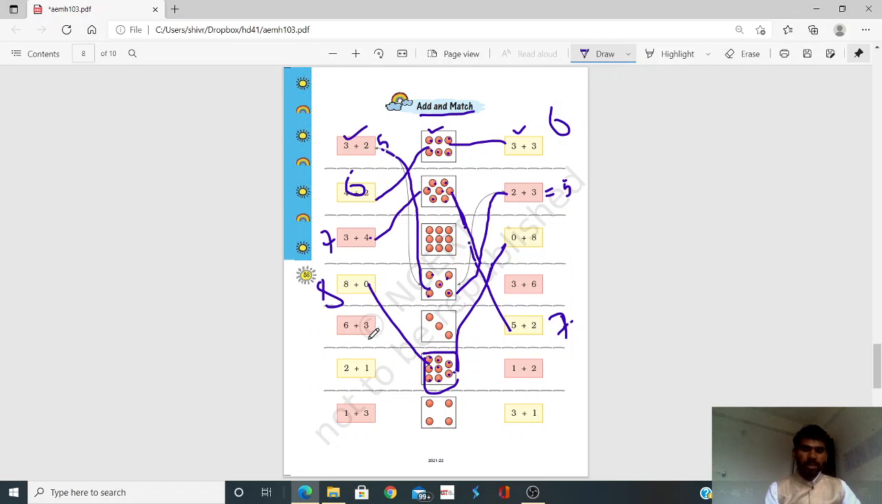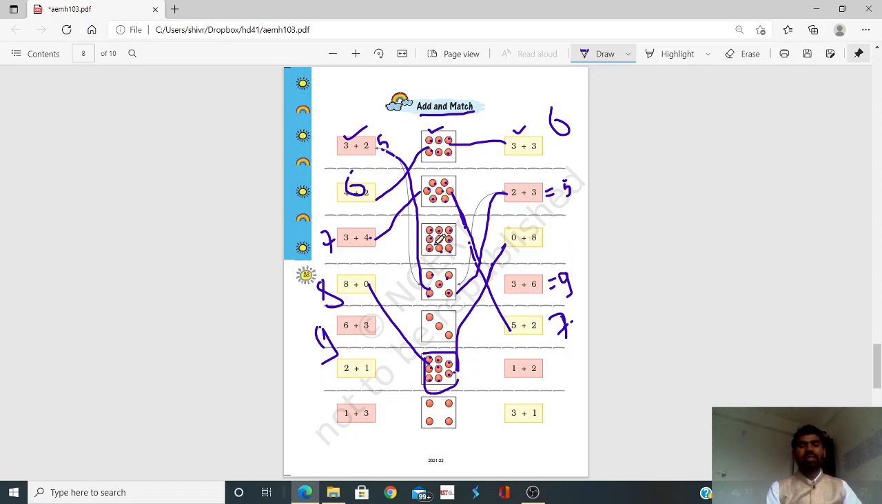Good. 6 plus 3 is equal to 9. Here also you can see 3 plus 6 is equal to 9. Right? 9. Now we have to find 9 circles. Here you can count 1, 2, 3, 4, 5, 6, 7, 8, 9.